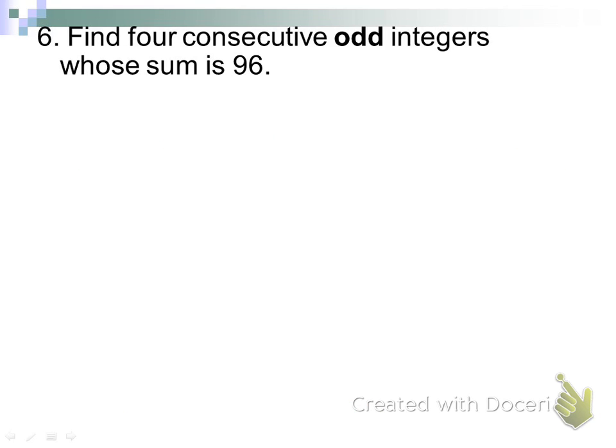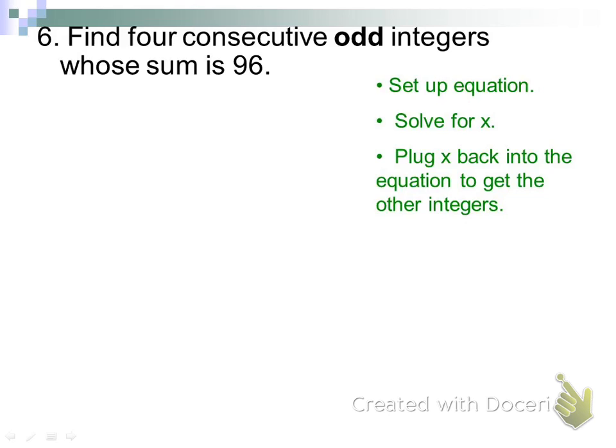All right, here is number 6. Now we want to find 4 consecutive odd integers. Ooh, lots happening. Whose sum is 96. Any thoughts? Yes, ma'am? You have to, because it's odd, you don't add 1, you add 2. Yeah, so the first one's always x, right?